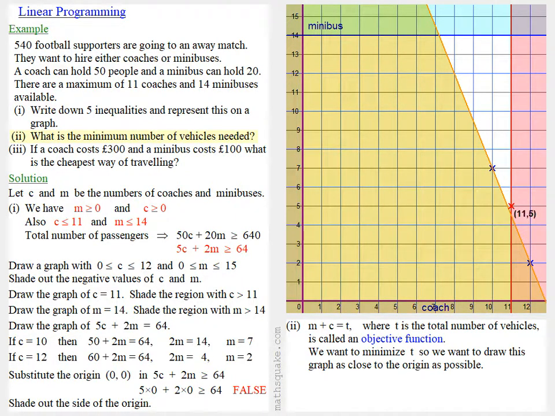This is the point (11, 5). So for the minimum number of vehicles we have 11 coaches and 5 minibuses. This means the total number of vehicles is 16.